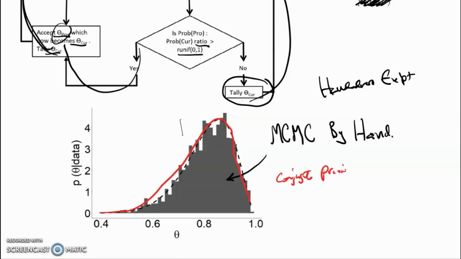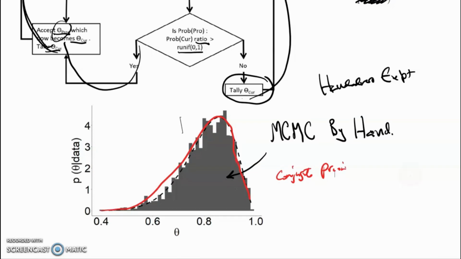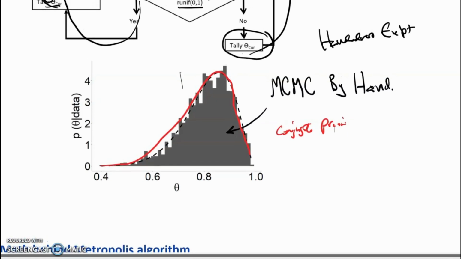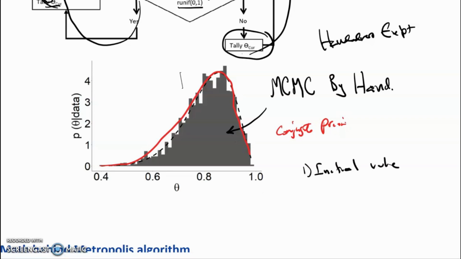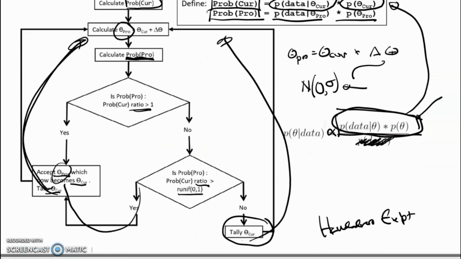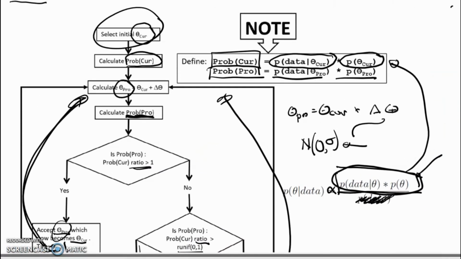So in terms of what we need to make all this work, there's a number of things that need to be provided to the computer. First is we have to have the initial value. So we had this initialization up here.